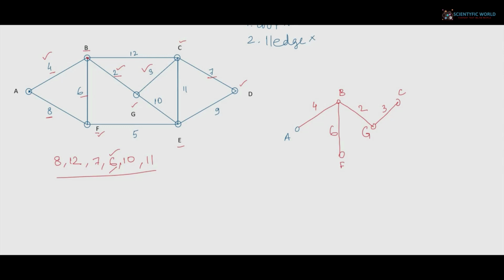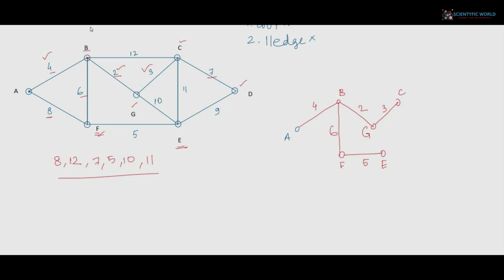Now we will remove 6 and we will consider this vertex, that is F. Now from F there is only one vertex left, that is E, which in this edge we have 8, 5. So now 5 is the minimum. So we will choose 5.